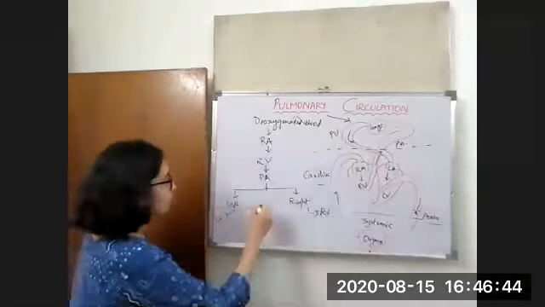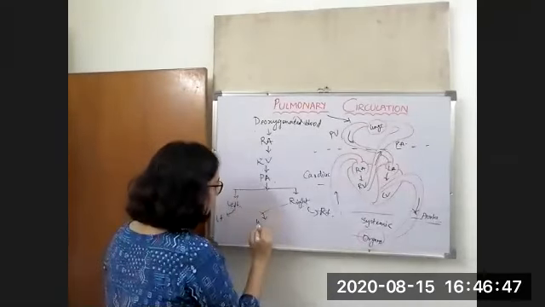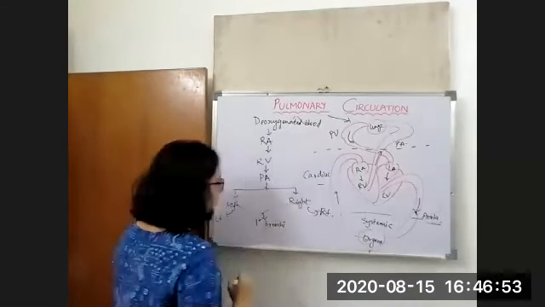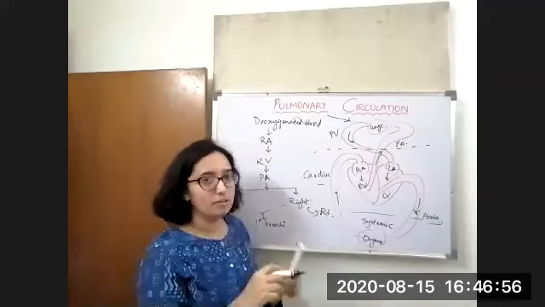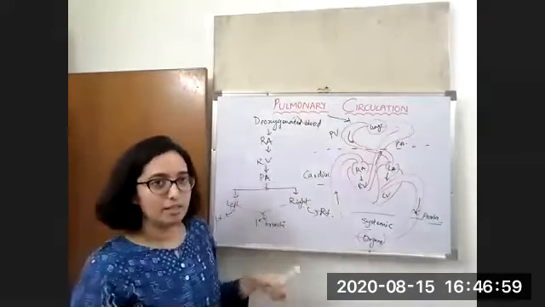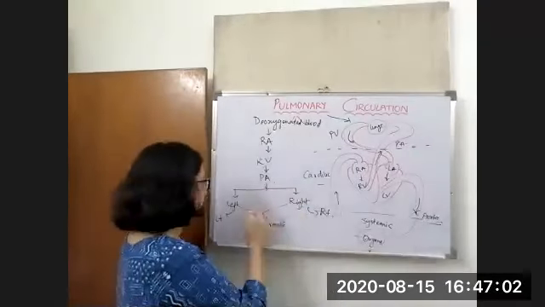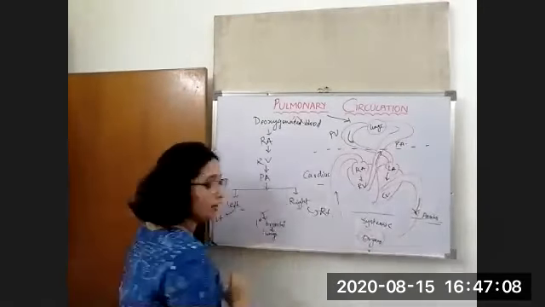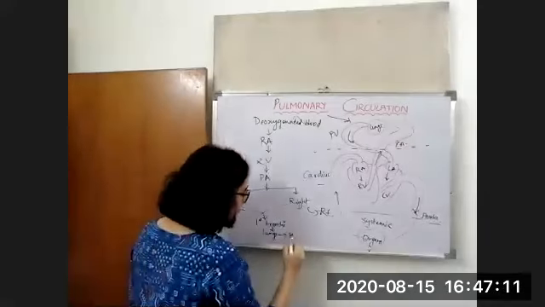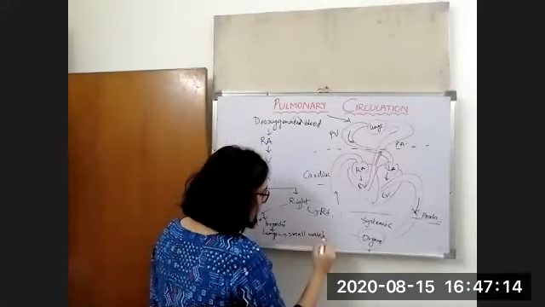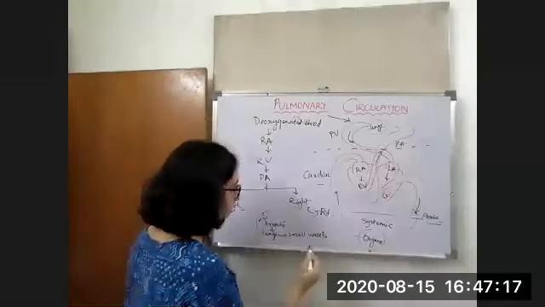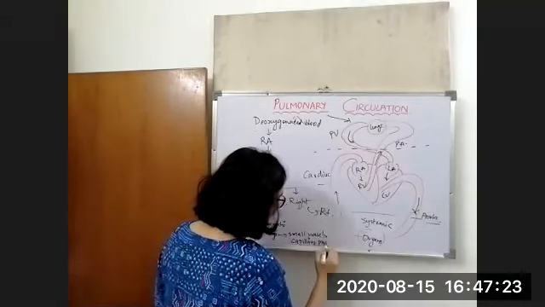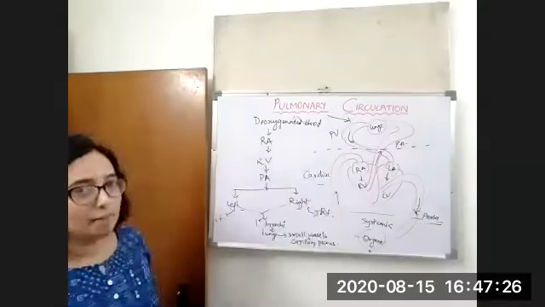Okay, so what happens? These two branches, along with the primary bronchi. Primary bronchi we saw in the last class: the trachea divides into two main bronchi, then again it divides into primary, secondary, tertiary. So these branches along with the primary bronchi enter into the lung. Now in the lung, they divide into further small vessels and form the capillary plexus.